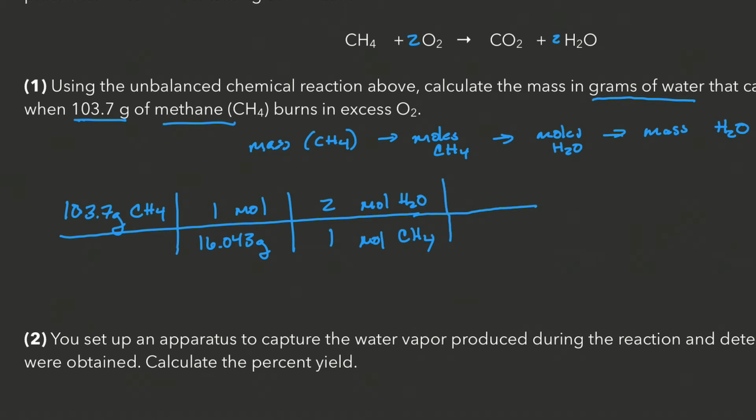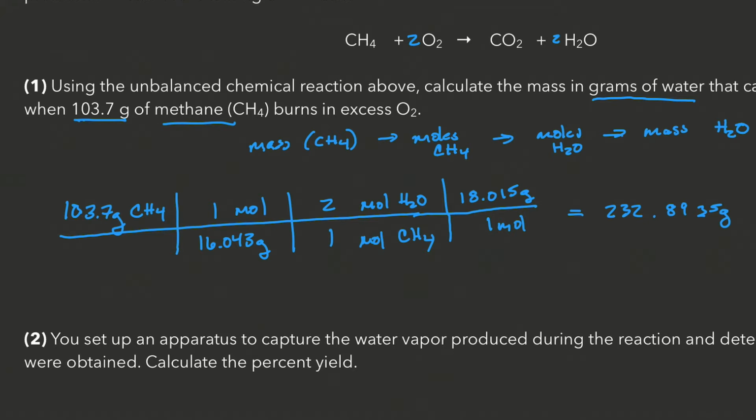And now the last step here is I need to go to mass of water. And I need to figure out the molar mass of water. Well, that's 1.008 times 2 plus 18.999. And I get that it's 18.015 grams per mole. Perfect. And now I just do all that math. So 103.7 divided by 16.043 times 2 times 18.015. And I get that the answer is 232.8935 grams.